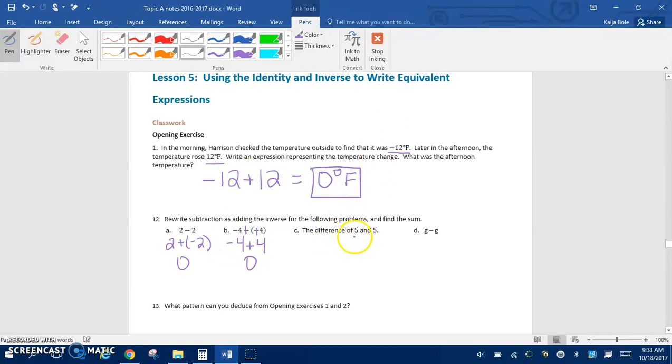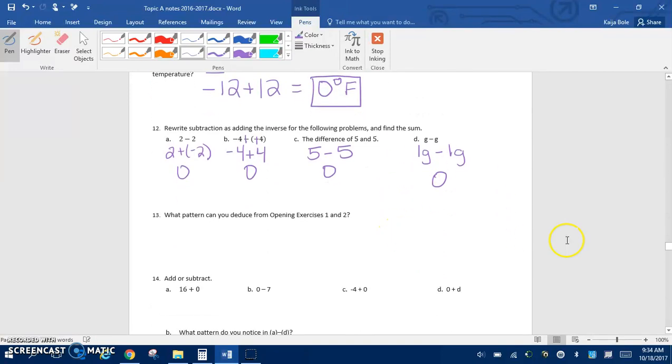This one says the difference of 5 and 5, so it would be 5, then the difference minus 5, which would just be 0. Alright, and then here, if we have g minus g, always think of it, if there's no letter or number in front, it's 1g minus 1g, which would just be 0, right? So, number 13 asks you, what pattern can you deduce from the opening exercises? I want you to do that on your own, and we'll share in class.